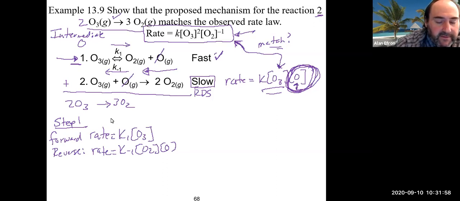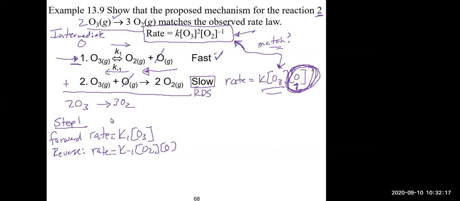So the purpose of this is you need to prove it through math and substitution: do you have a rate law that really matches? That's where we're going with this. The ultimate goal here is we want to get rid of the O in this case because it's an intermediate. So we want to find a way to substitute it out of the rate law. Okay, got it. Thank you.